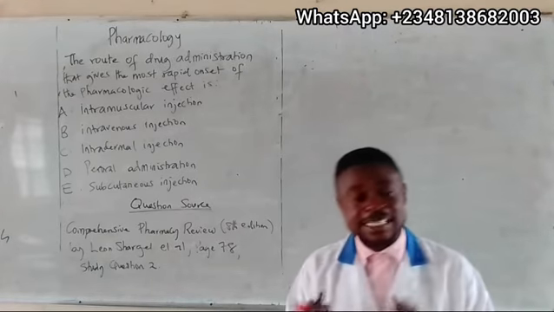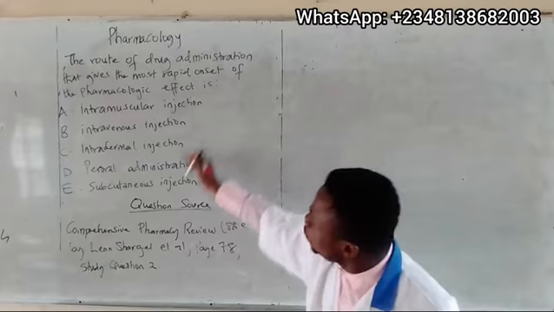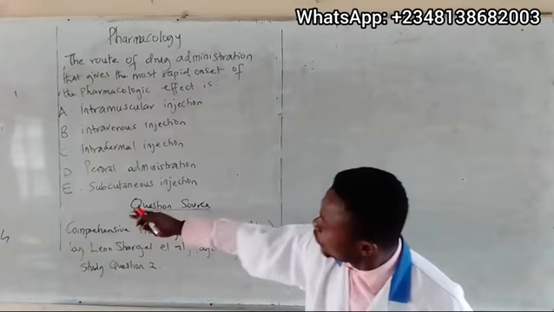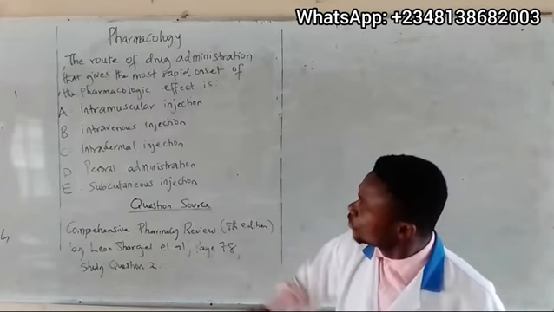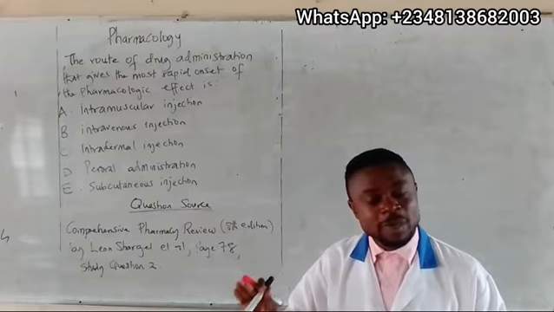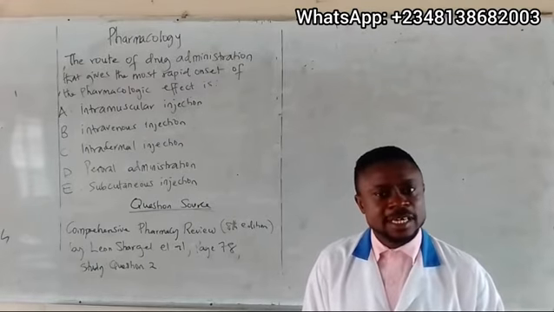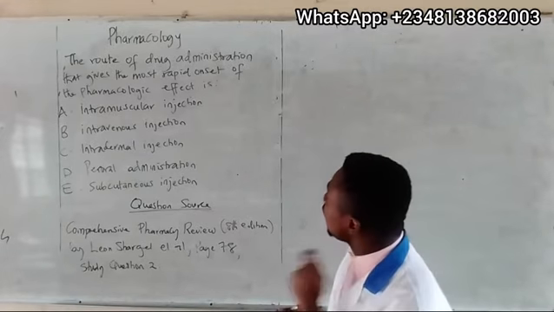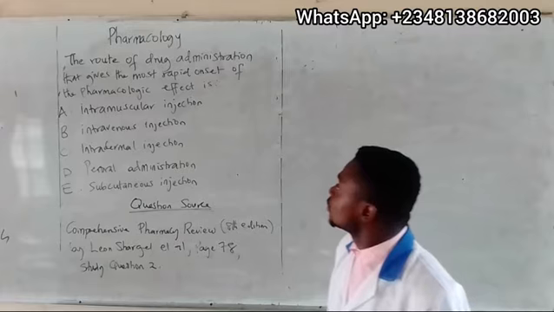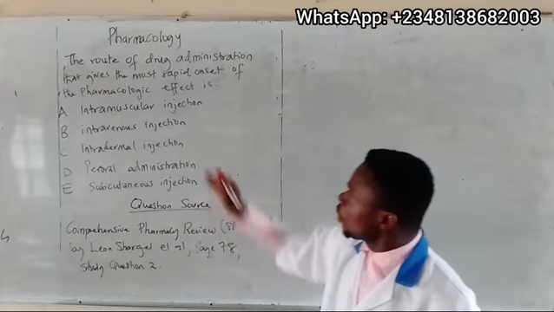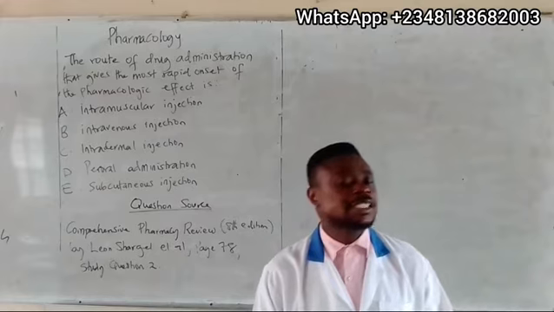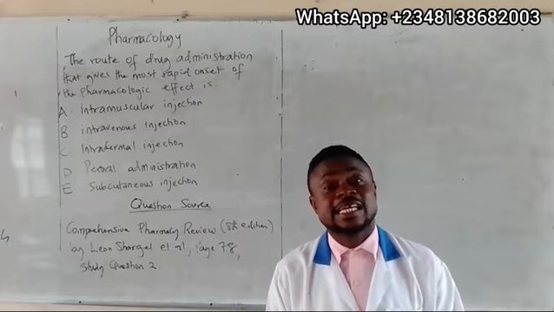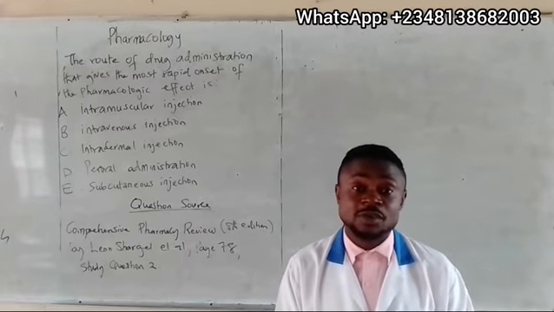Now, having established that, let's look at the options. We pick the different routes one after the other, analyze them, and bring out the one that will give us the most rapid onset of pharmacologic effect. Now let's go. Option A says intramuscular. What is intramuscular injection? In intramuscular injection, the drug is injected deep into the muscle.